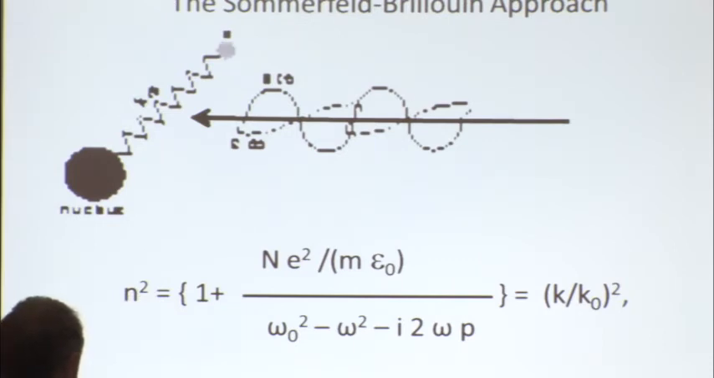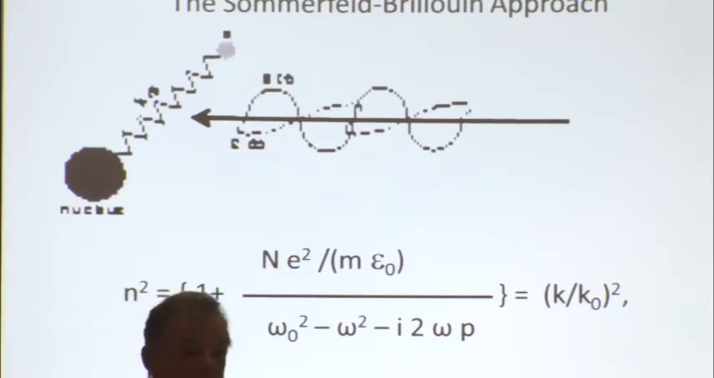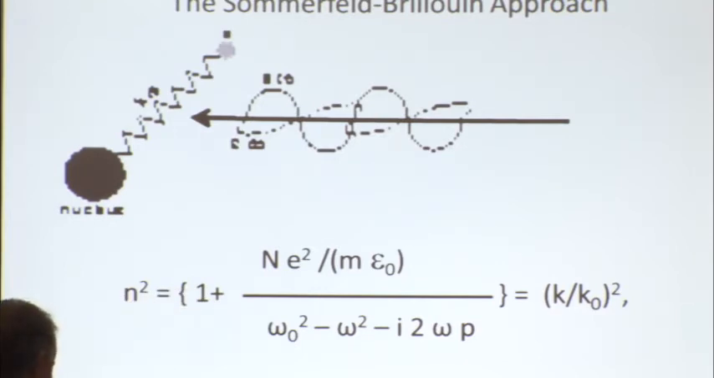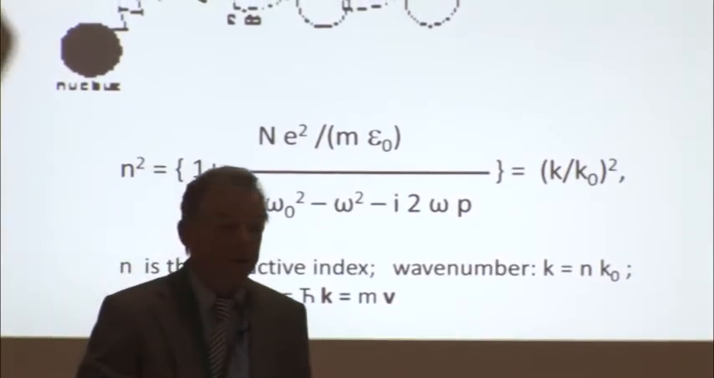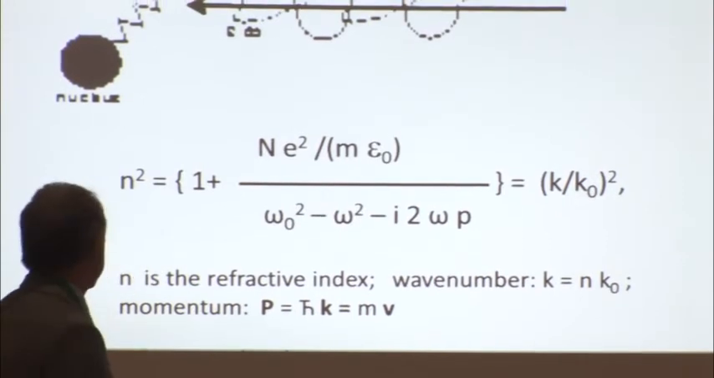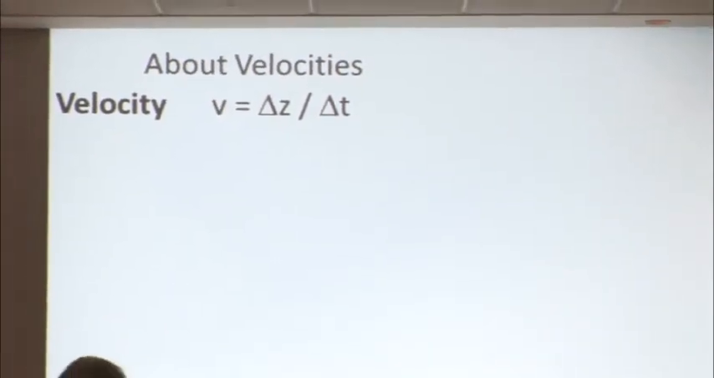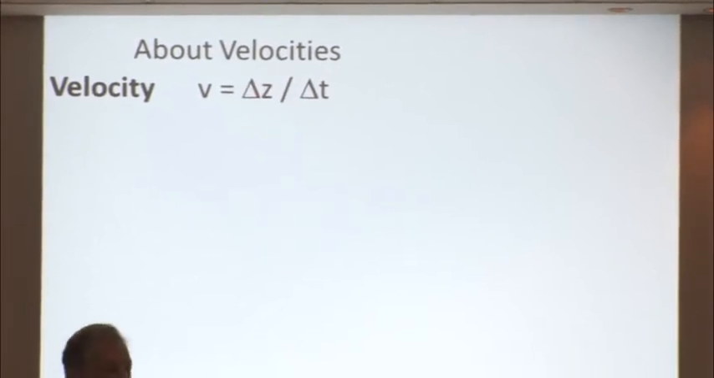Here I have given you once more: n is the refractive index, the wave number is k equals n times the wave number in vacuum, k0, and the momentum is, as we know since de Broglie, given by h bar times k, or the mass times the velocity. Which velocity? The velocity you cannot measure directly. You have to know the distance and the time. You measure the distance and you measure the time. You never measure the velocity.